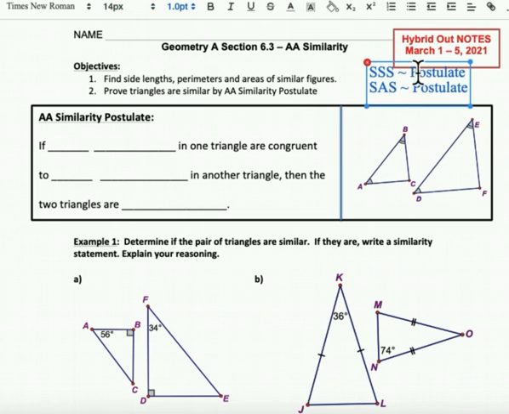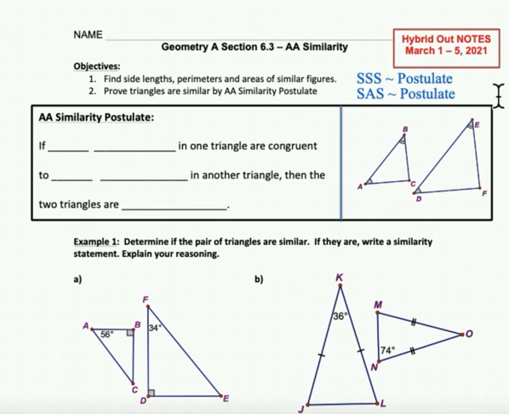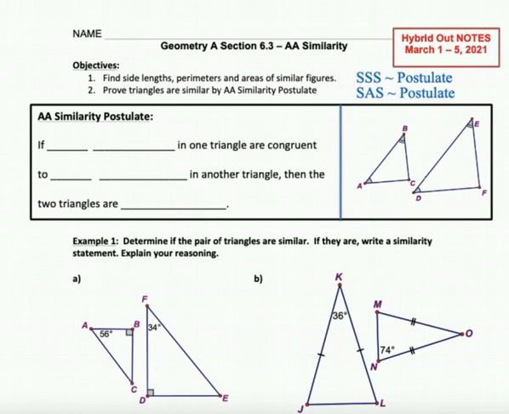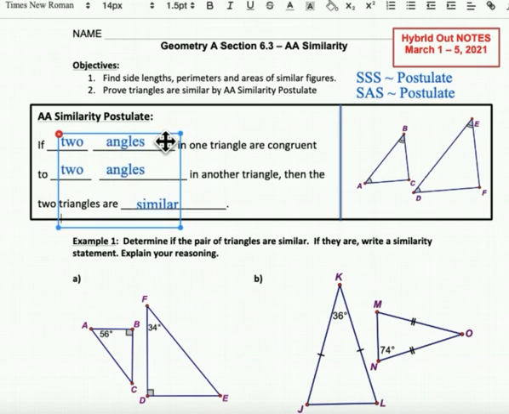Last week in class, we learned about the side-side-side similarity postulate and the side-angle-side similarity postulate. The angle-angle similarity postulate tells us that if we see two angles in one triangle that are congruent to two angles in another triangle, then we know that those two triangles must be similar. So you can go ahead and jot that into your notes.